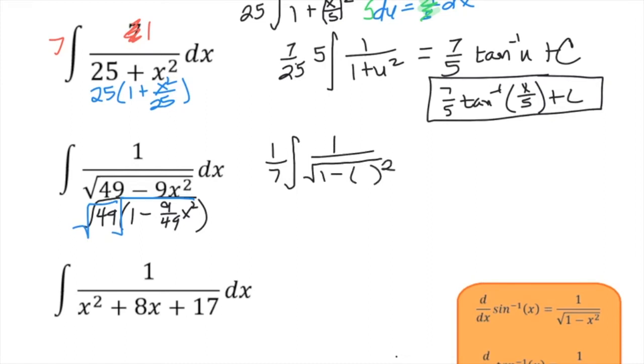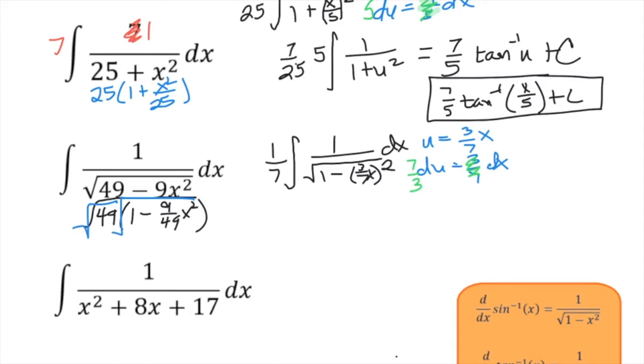Let's say it's going to be something squared. That'll give us that 9/49 x squared. So let's say it's 3 over 7x. And now you'll see how similar it looks to that inverse sine. So let's use our substitution. u equals 3/7 x, so du is 3/7 dx. I keep forgetting my dx's here. Okay, so multiply both sides by 7/3, like that.